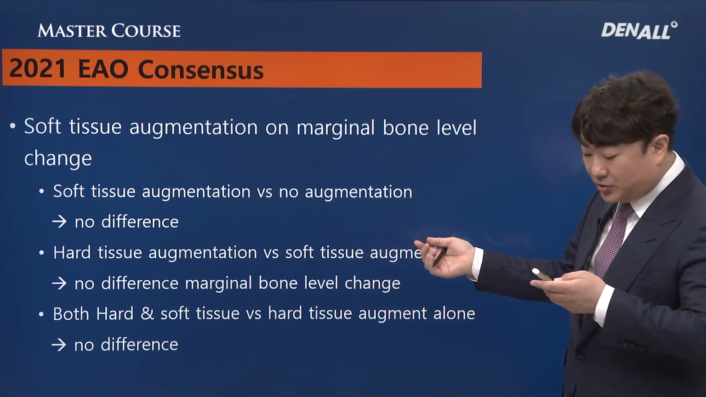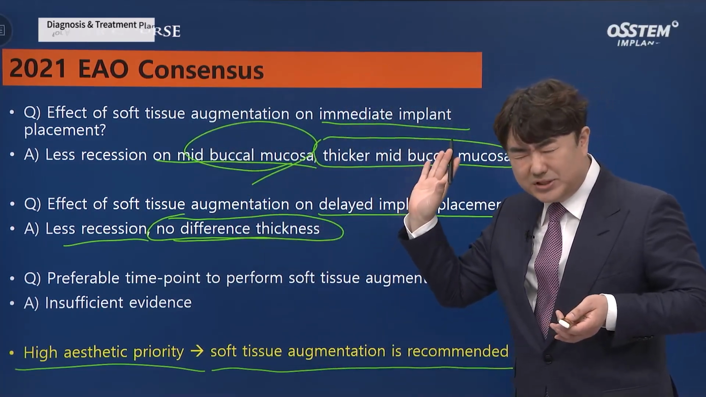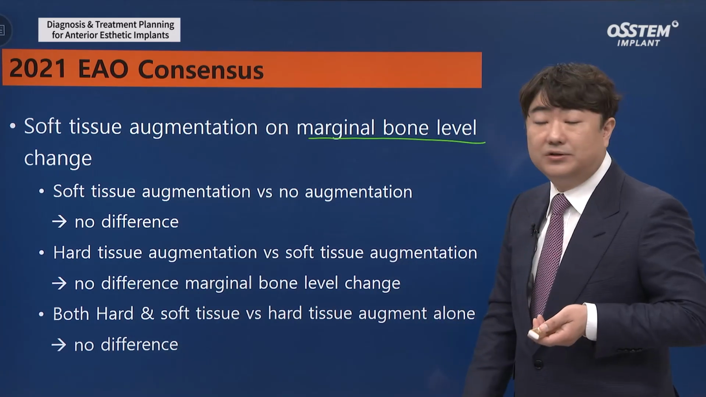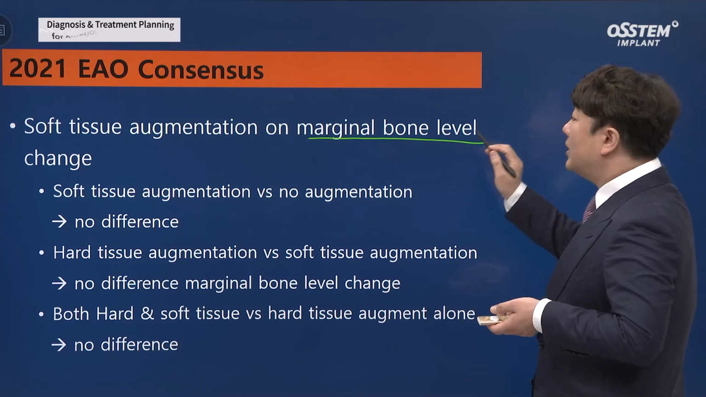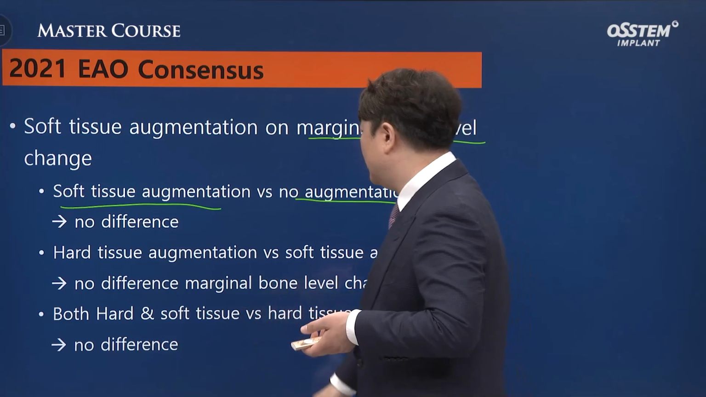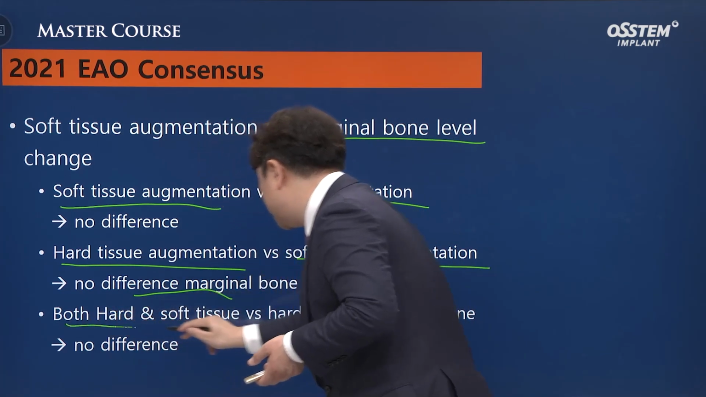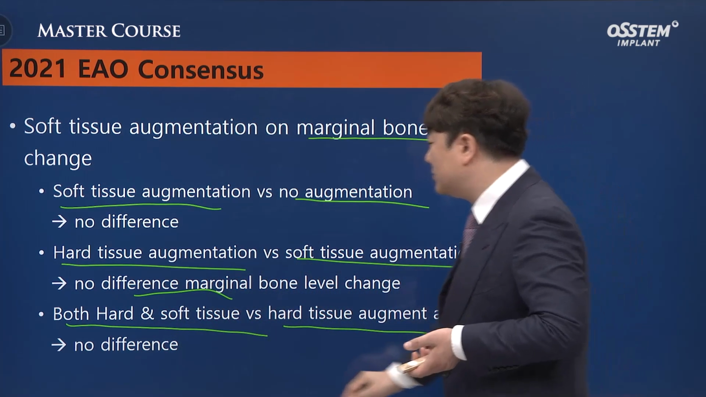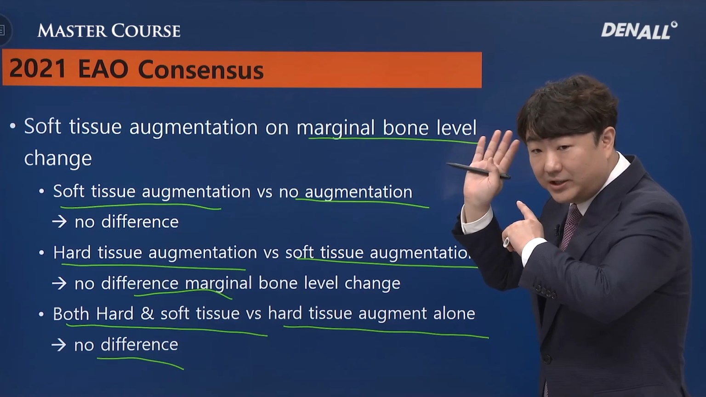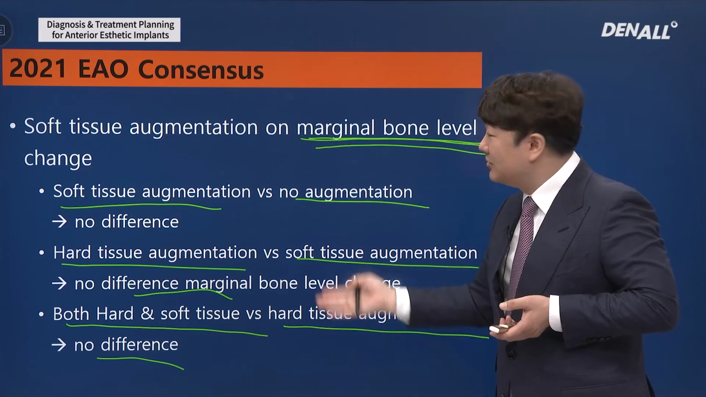We have thus far talked about how soft tissue augmentation can affect the gingival margin. Let's look at how soft tissue grafting can affect the marginal bone level. Soft tissue and hard tissue augmentation were compared. In terms of marginal bone level, when comparing soft tissue augmentation versus no augmentation, there was no difference. Also, there was no difference in marginal bone level when comparing hard tissue augmentation and soft tissue augmentation. It's not about marginal gingiva. In terms of marginal bone level, soft and hard tissue augmentation showed no difference. I think this still requires more research.